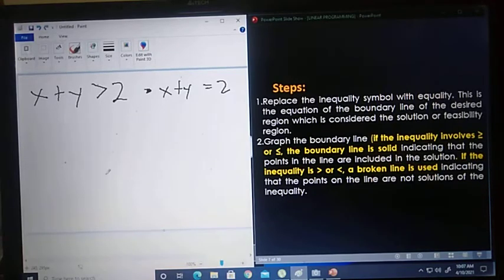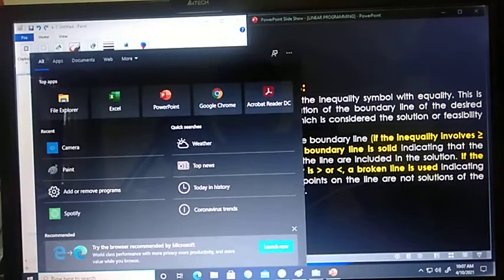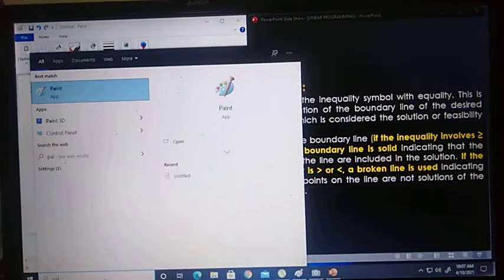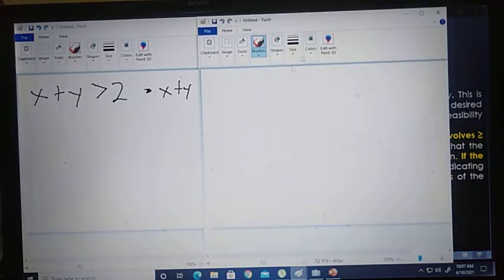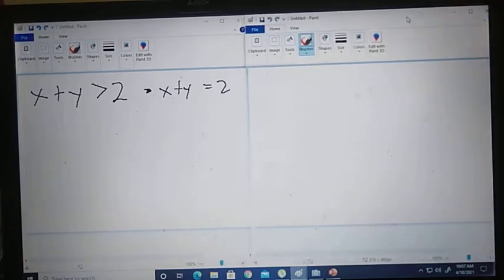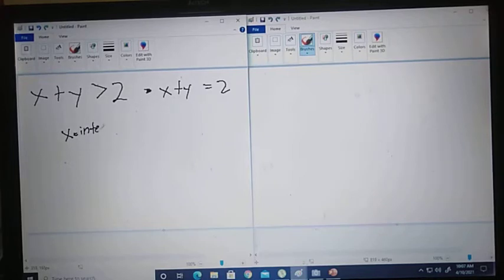Wait lang. Madagdagan ko ng paint para sa whiteboard. Disregard muna natin yung PowerPoint. Ayan, dito tayo mag-graph later on. So we need to locate first the x and y intercepts para makagraph tayo. What is an intercept? What is the x-intercept? X-intercept if y is 0. And then y-intercept if x is 0.